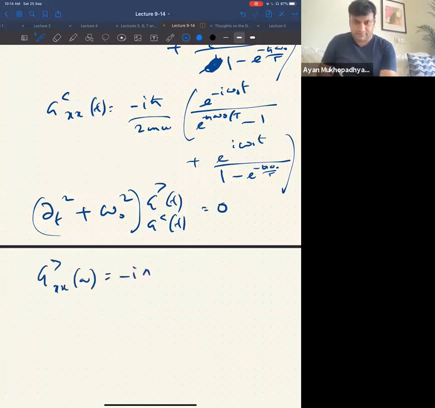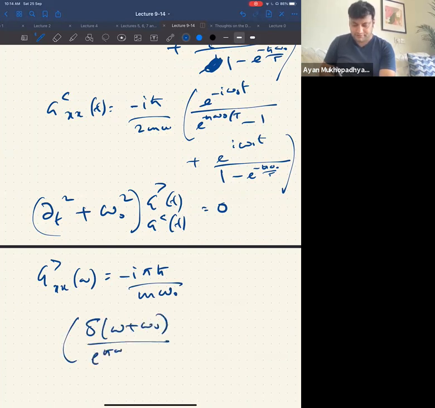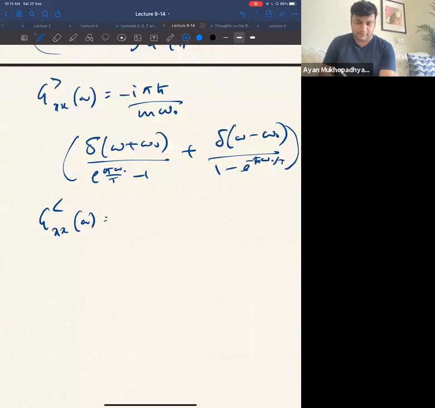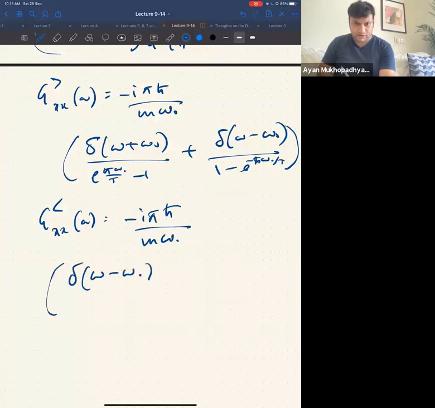So then this: minus i pi h bar by m omega naught, delta omega plus omega naught by e to the power h bar omega naught by t minus 1, plus delta omega minus omega naught by 1 minus e to the power minus h bar omega naught by t. And G less would be minus i pi h bar by m omega naught. So I have worked these things out. I think there is no mistake in what I worked out, so whatever I'm writing today in the lecture should be all correct.